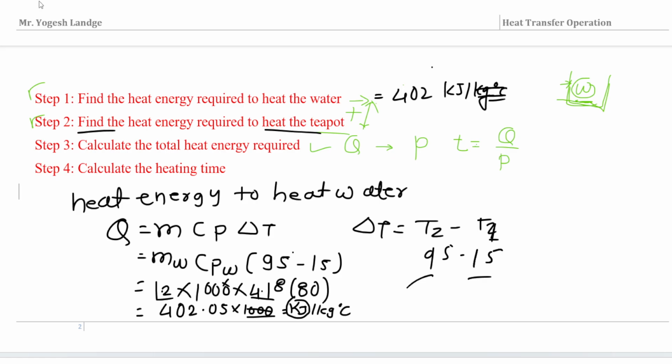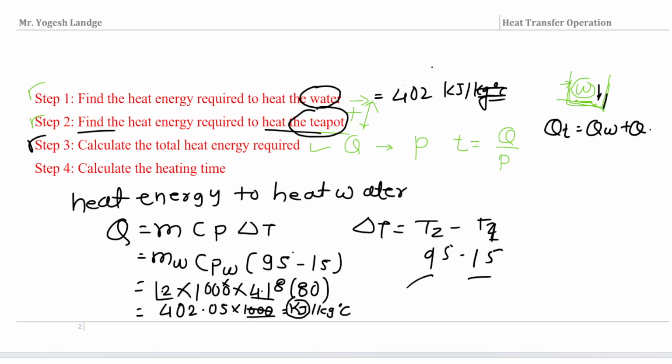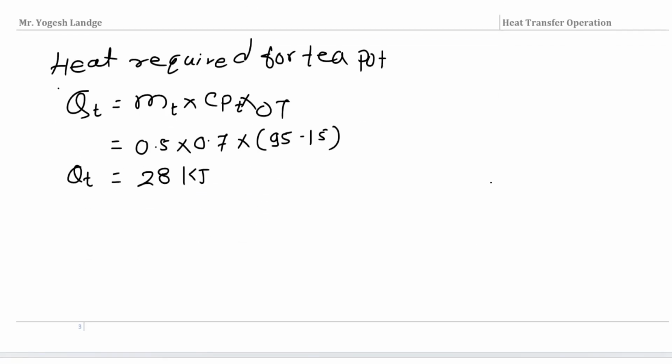Now for the next step, the third one, the total heat energy. So what is total heat energy? It is the amount of heat required for the water plus the amount of heat required for the teapot. It means how much heat is absorbed by the teapot as well as how much heat is absorbed by the water. The formula is: total amount of heat required is the amount of heat for the water plus the amount of heat for the teapot. With the help of this formula, we get the total heat required.